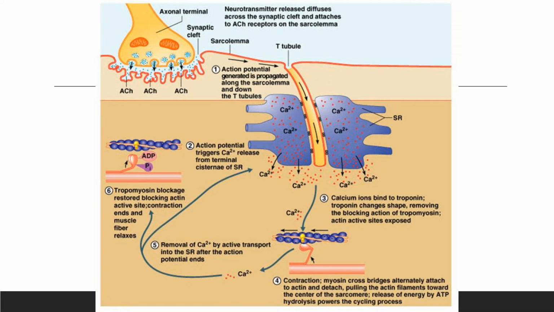When those binding sites are exposed, then the head of the myosin, the thick filaments, can reach up and form a cross bridge or form an attachment to the actin thin filament.